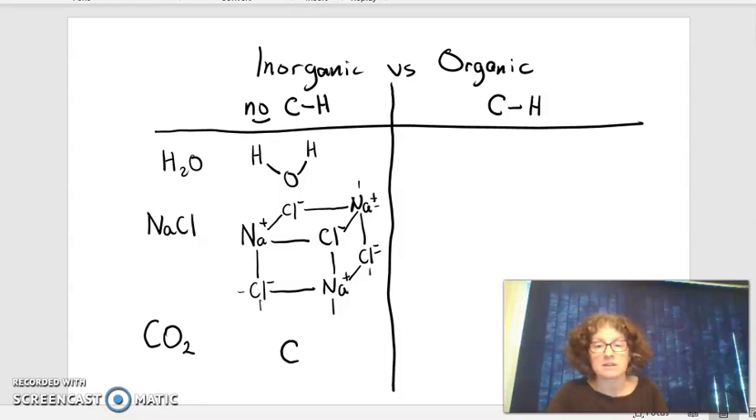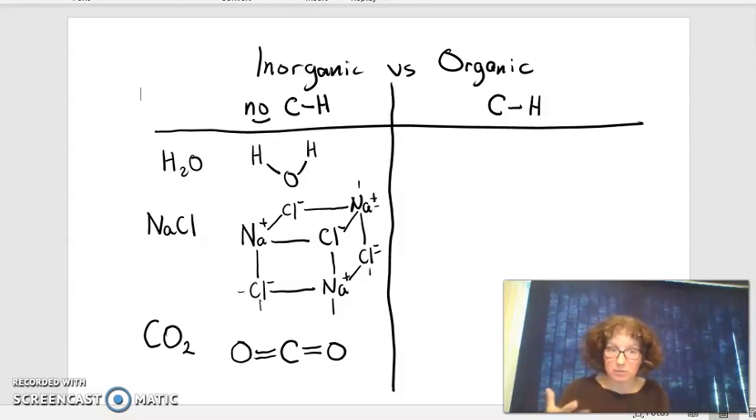And carbon dioxide, if you look, has a double bond to oxygen on one side and another double bond to oxygen on the other side. There's no hydrogen here, no covalent bonds to hydrogen, and therefore carbon dioxide is considered an inorganic form of carbon. It's an inorganic form of carbon. It is gaseous. It's in our atmosphere. It is incredibly important to life.